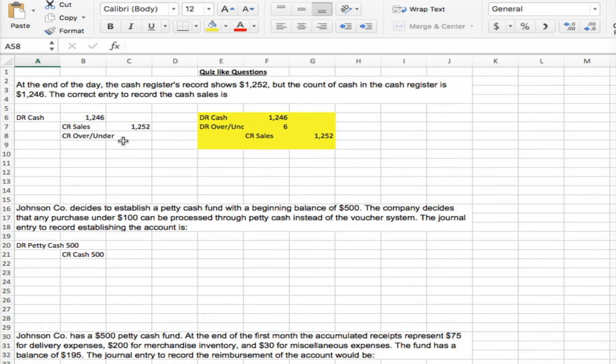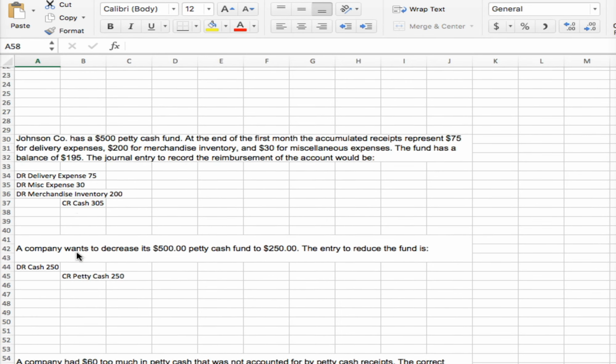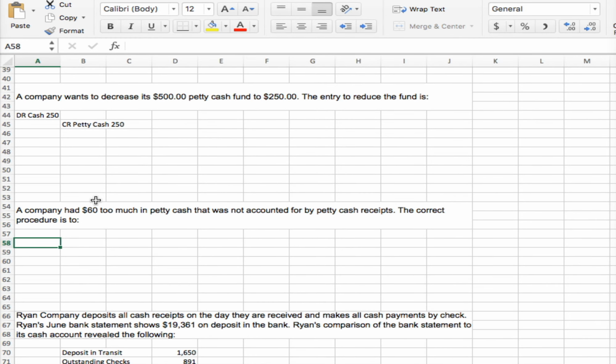Okay, so I'm just showing you what it looks like as a whole journal entry up here. So down here we have too much cash. That would be this type of entry here. So we would credit over under amount of cash for $60. And if we were doing the journal entry here, depending on what we were going to do with that extra cash, if we were going to leave that in the petty cash account, then we would want to debit petty cash for $60.